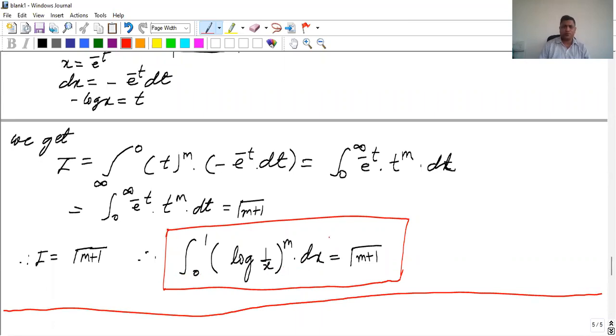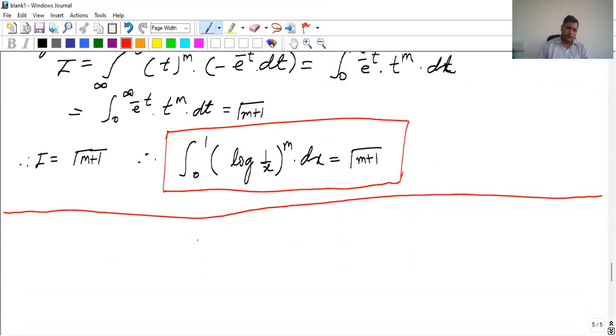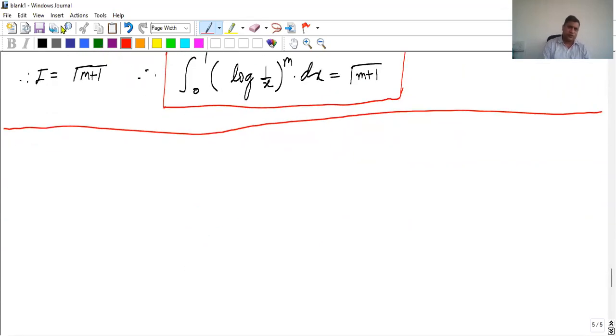Now think of the next integral. Suppose we have integral I running from 0 to infinity, x raised to a upon a raised to x dx. This is the integral that we want to solve.